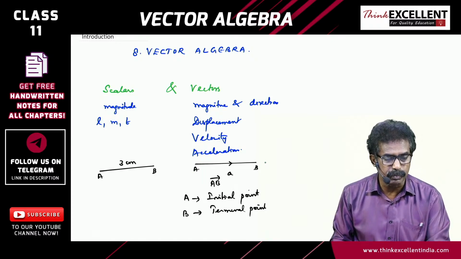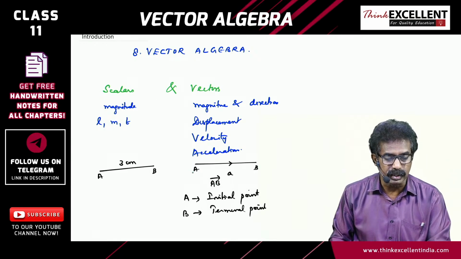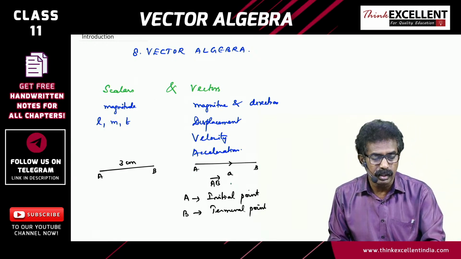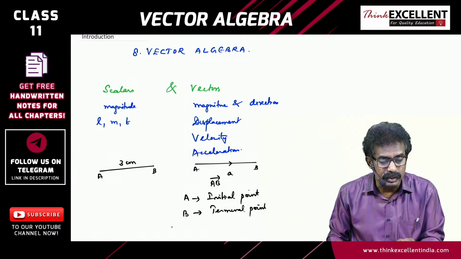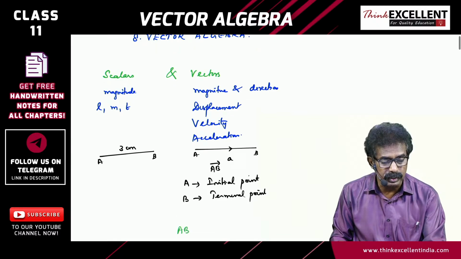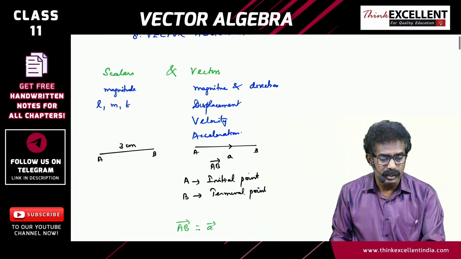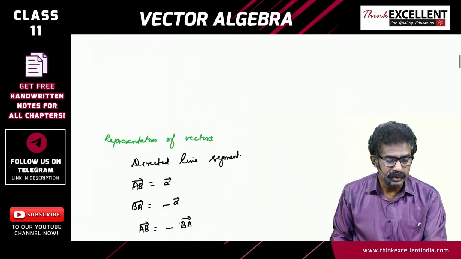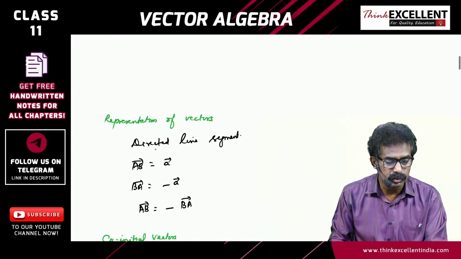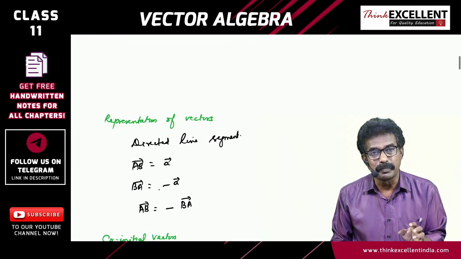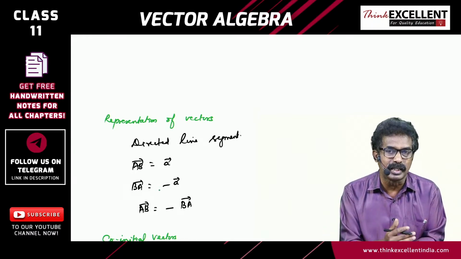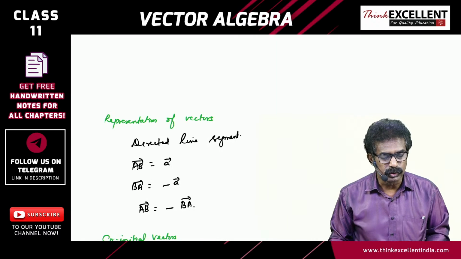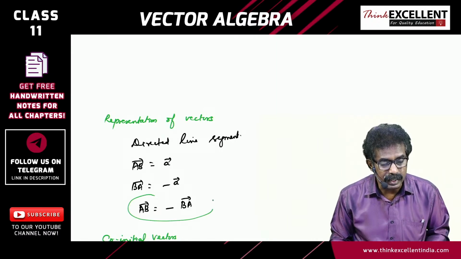If you see this example, a to b, the ab vector, a is called the initial point and b is called the terminal point. Suppose the distance between a and b is a unit, then you can say the ab vector is equal to a vector. So that is the representation of a vector. The ab vector and the ba vector are not the same. A to b and b to a, the distance is the same, but the direction is just opposite, right? So you have to change the sign. So the ab vector is equal to minus ba vector.